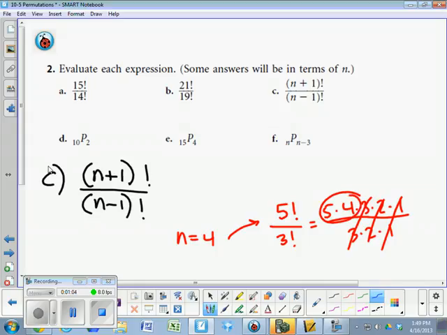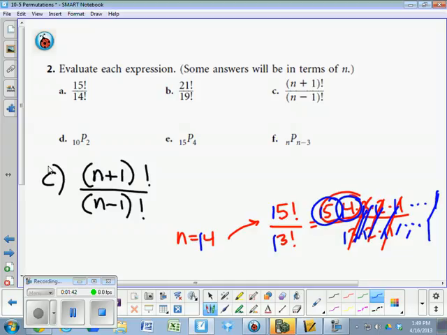Would this be much different if n was 14? Well, a little bit. What would the top be? 14 plus 1? 15 factorial. Bottom? 13 factorial. So it'd be 15 times 14 times 13 times 12 times 11 times blah, blah, blah, all the way down to 1. While the bottom would be 13 times 12 times 11 times blah, blah, blah, all the way down to 1. You would still have all these cancel except the original n that you chose times n plus 1.